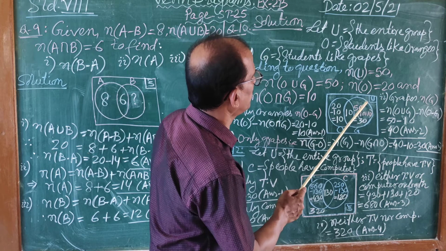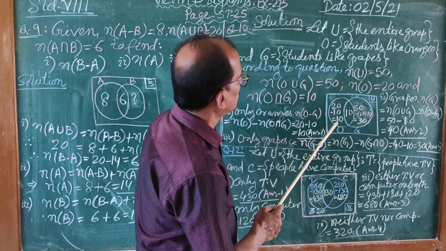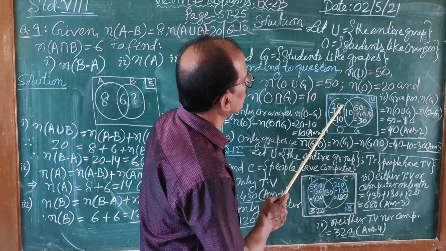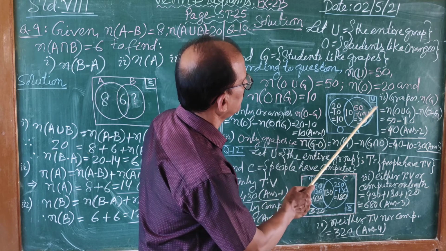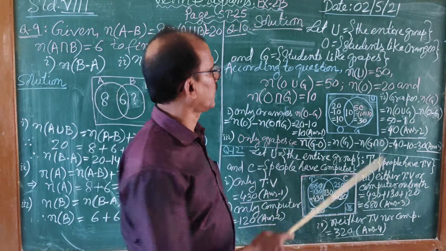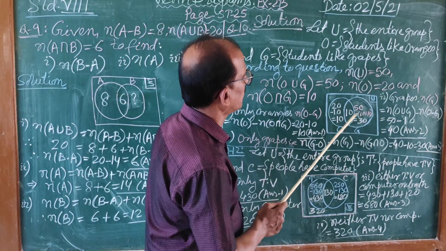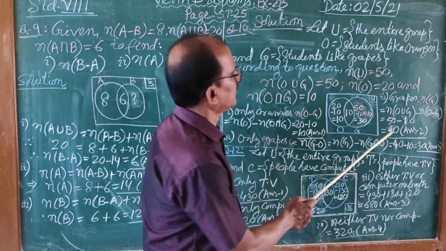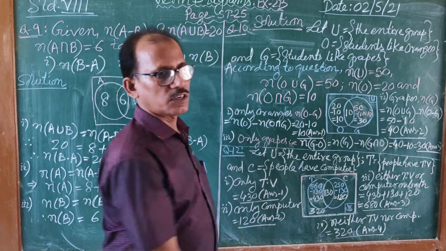Only grapes if you need, then this one. If you subtract this one from the total, it will be grapes only. Grapes means both also included. So grapes will be this circle. So total number of students minus only oranges. That is what you have done. So 40. 40 is the second answer.